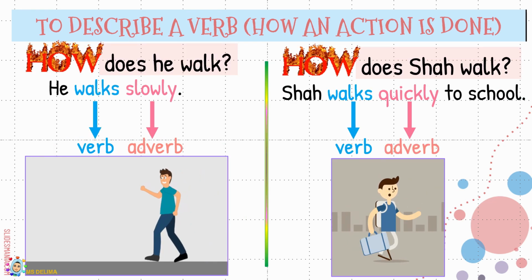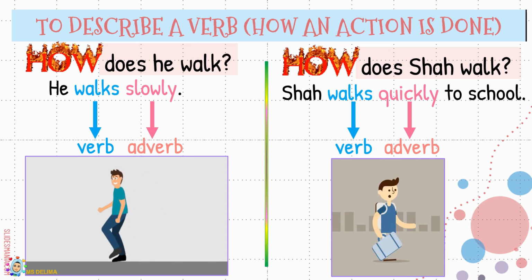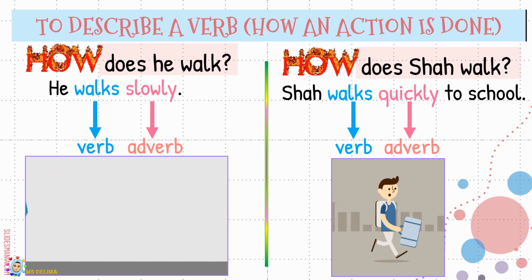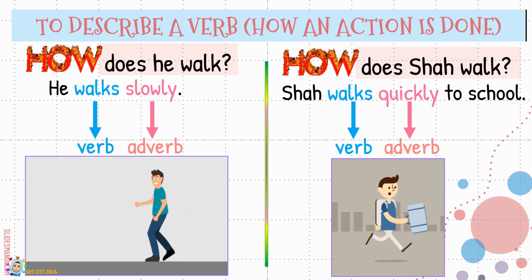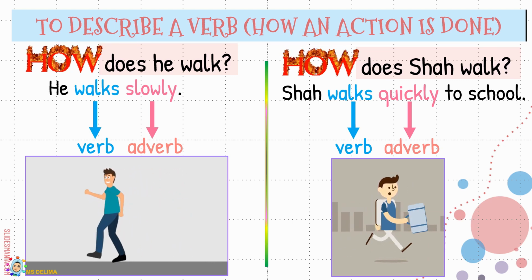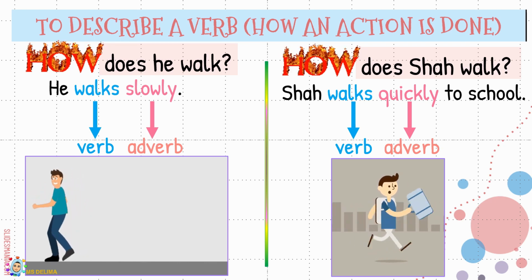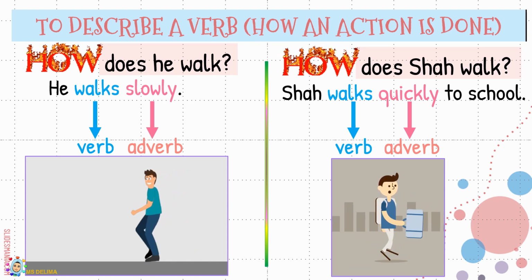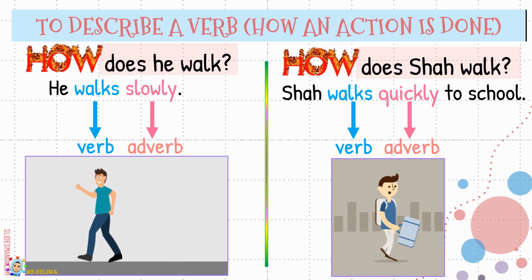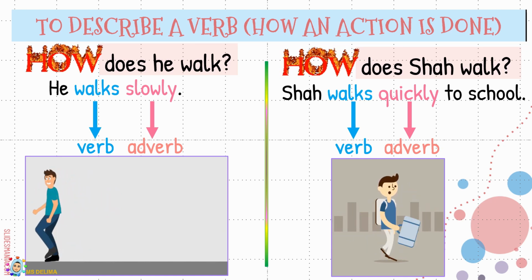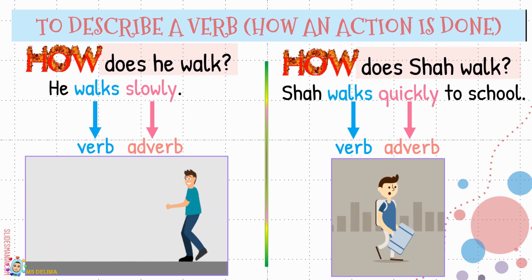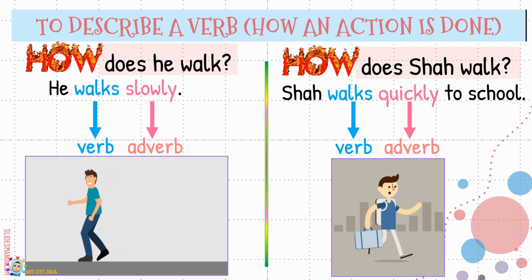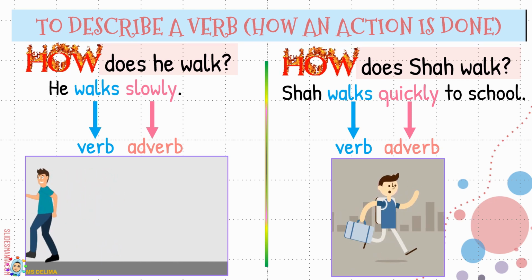For another example, there are 2 pictures here. The first one, he walks slowly. How does he walk? He walks slowly. Slowly here is an adverb of manner which tells us more about the action of walking. Compared to the other one, how does Shah walk? Shah walks quickly to school. The verb here is walks, but now the adverb of manner is quickly. There is a difference between slowly and quickly, so there is a difference in the manner of walking.